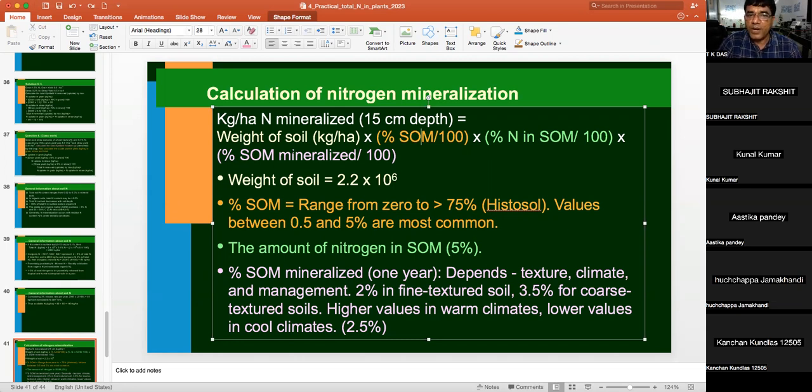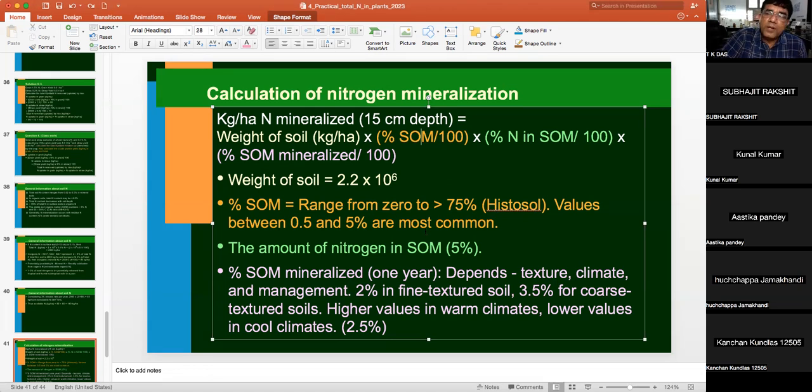First thing is weight of the soil. Second is percentage soil organic matter, meaning organic matter in soil. Third is percentage nitrogen in soil organic matter. And then percentage of soil organic matter that can be mineralized to give nitrogen. All are in percentage except weight of soil. So weight of soil is 2.2 into 10 to the power 6. Percentage soil organic matter ranges from 0 to more than 75% in histosols, and values between 0.5 to 5% are most common.